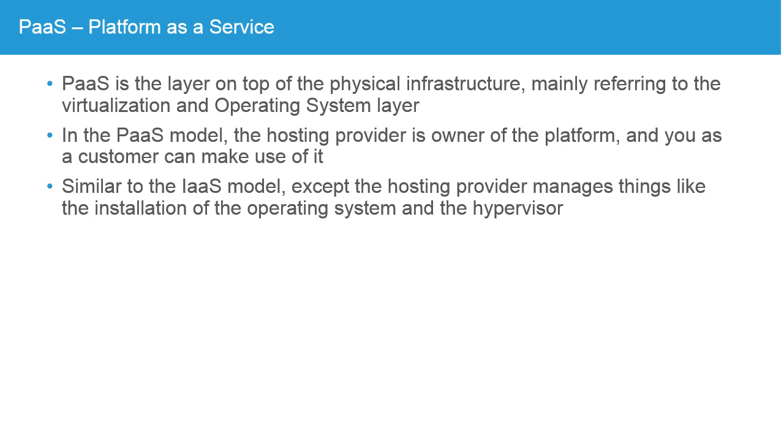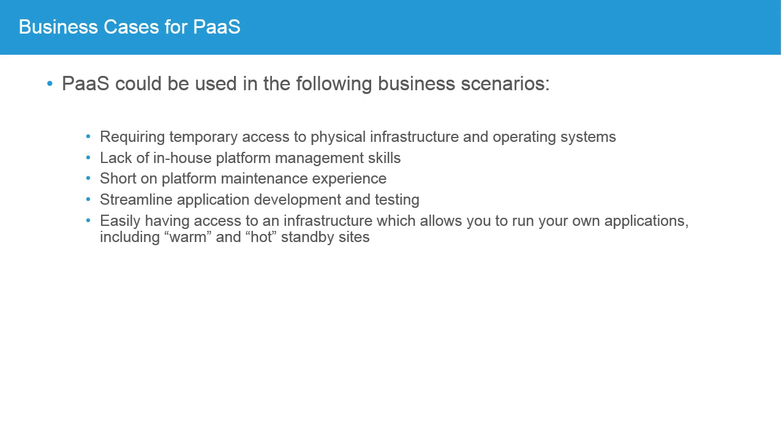It's similar to the infrastructure model, except it's the hosting provider that manages things like the installation of the operating system or the hypervisor. With infrastructure as a service, you're purchasing use of the raw infrastructure. With platform, you're purchasing use of, say, a Unix host or a Windows host that's already installed, although probably virtualized. Platform as a service enables some business scenarios, such as requiring temporary access to a physical infrastructure and operating system.